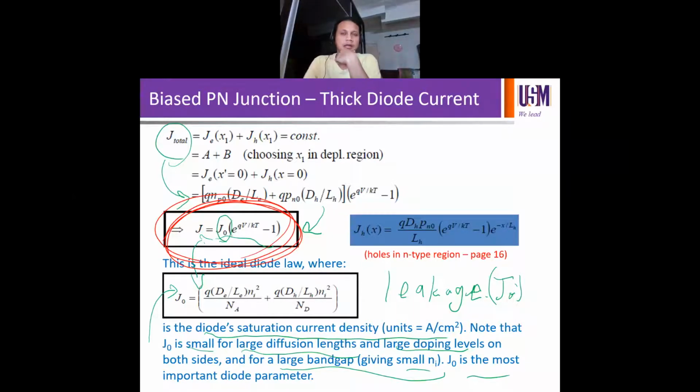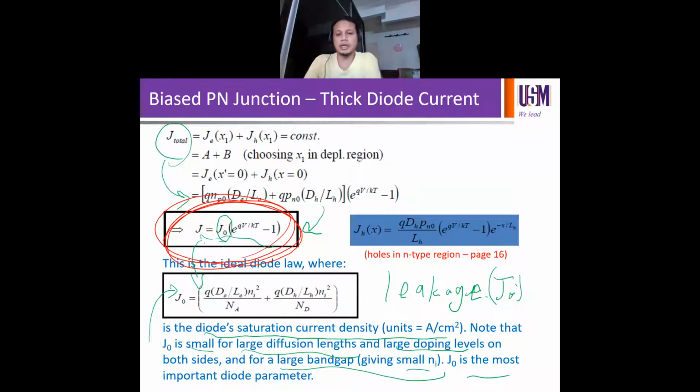So kalau you ada leakage, apa maksudnya? Kalau you ada leakage, that means if you want to switch off your device, but then the leakage current is too high, you may end up switching on the device, right? So kalau you nak switch off the device, tapi if the leakage current is too high, you might end up still turning on the device. Sebab sentiasa ada current yang flowing through even though you want your switch to turn off, right? So that's why you want your saturation current density or leakage current to be as small as possible.